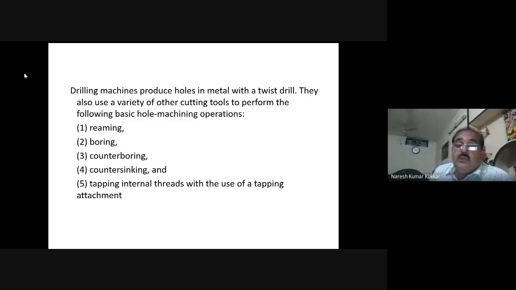But these are used for individual purposes. When they use it for mass production, they don't use the same thing. Then you have to make a single operation out of that.